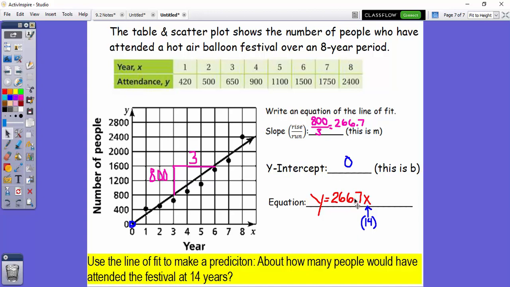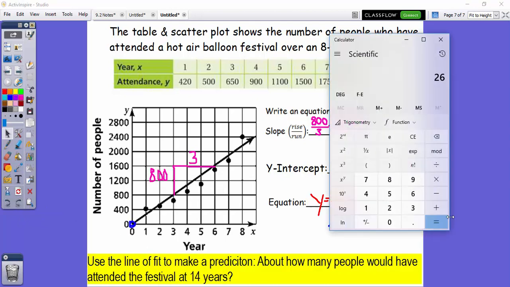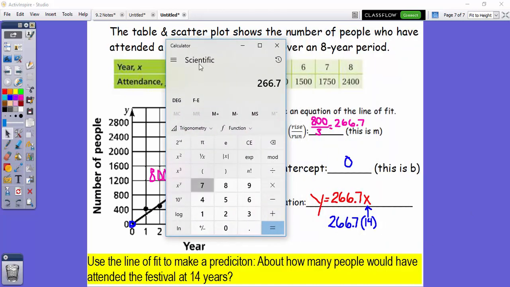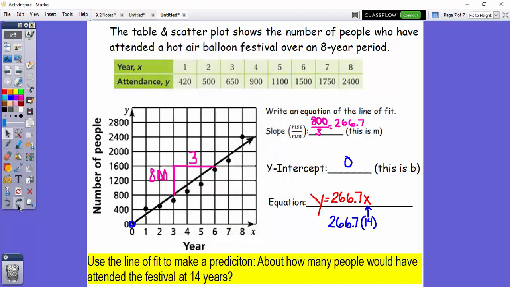So I'm going to take 266.7 and multiply it by 14 years to make my prediction. So if I use my calculator and do 266.7 times 14 years, that gives me 3,733.8. So I'll round that up to 3,734.